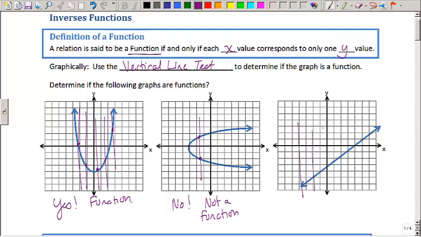In this case, one x is trying to correspond to two different y's, so that's not a function. On the last graph, as I pass a vertical line, at every single vertical line that I can pass through, the graph only touches the vertical line at most one point. So in this last case, we have another function.